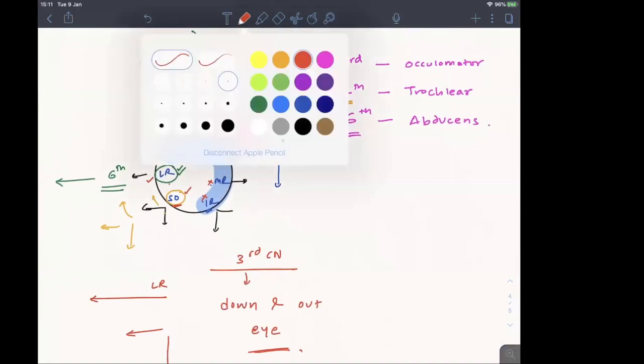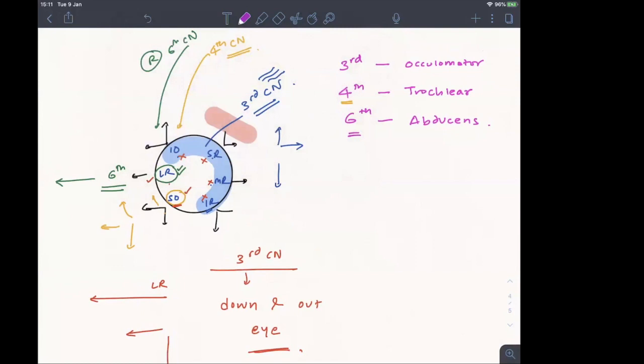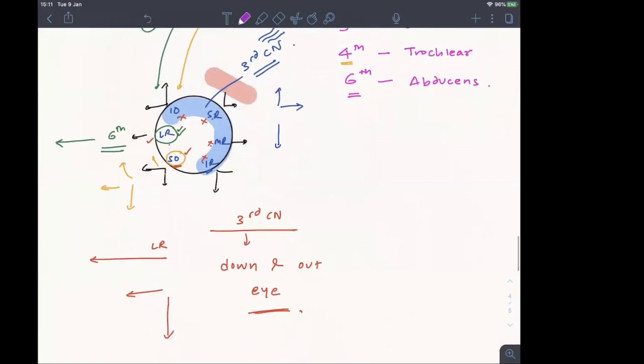Now, from here, you can calculate what would happen if you have your other cranial nerve palsies. So suppose your sixth nerve is gone, then your eye will not be able to act on your lateral rectus. So your abduction will go, and so the eye will be slightly more adducted. So you cannot look outside, you can't look away from your nose. So therefore the eye will come closer to your nose.